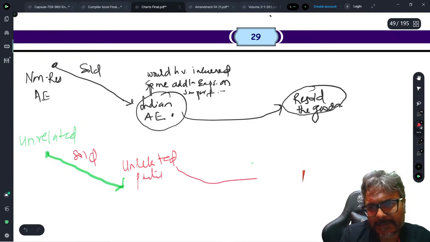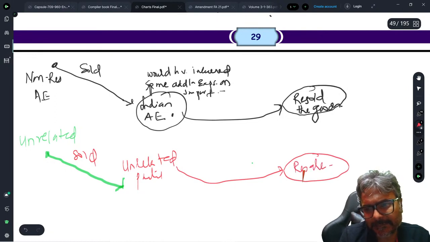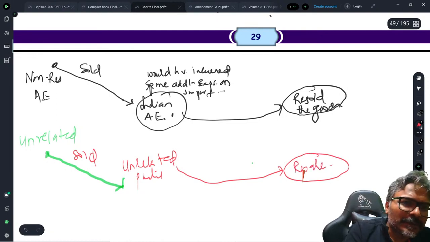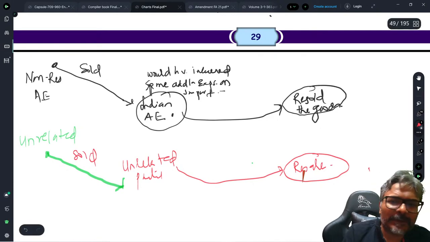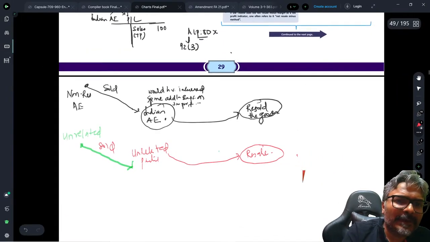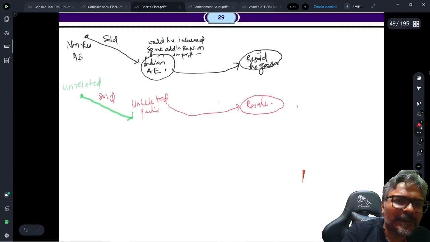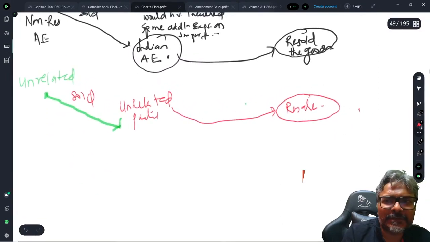And then again, there's a resale. Then there's a resale of the goods. So first and foremost, a couple of important points I'm telling you, because you may make silly mistakes in these cases. Please avoid these silly mistakes, students, in this context.